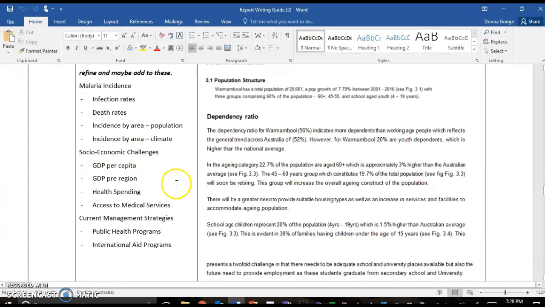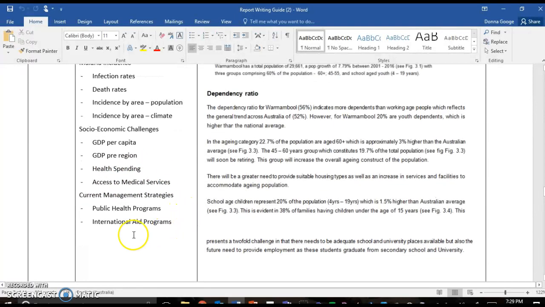Okay, then you'd repeat this for something like socioeconomic challenges. GDP per capita. You might find GDP per region. Don't stress if you can't. Health spending. Now, we've found that data. It might be very low. It might be increasing. What's the story that we're finding about the spending on each of these? How many doctors or access to medical services? And you might have current management strategies. For example, if there is a program to supply insecticide-treated nets, okay, or how much is being spent on those programs.